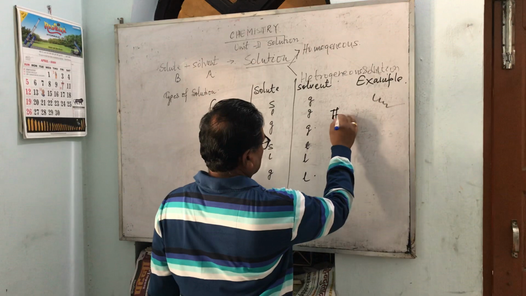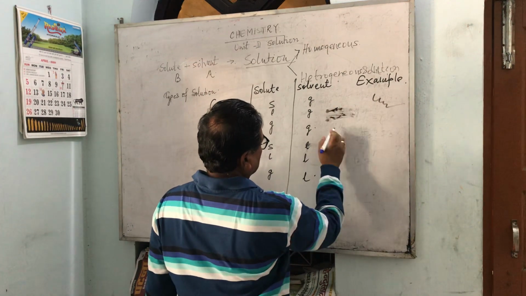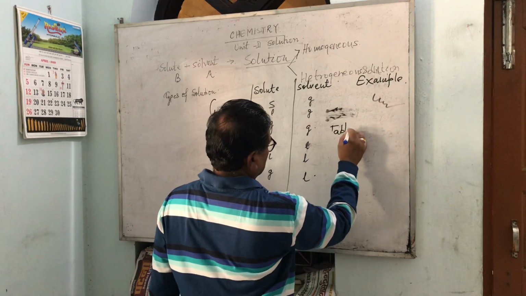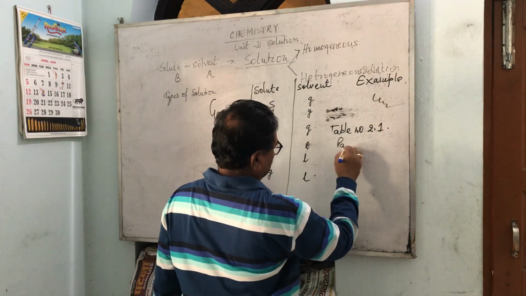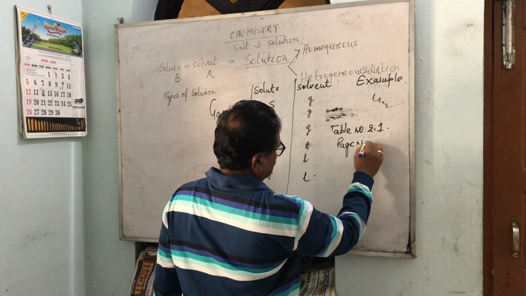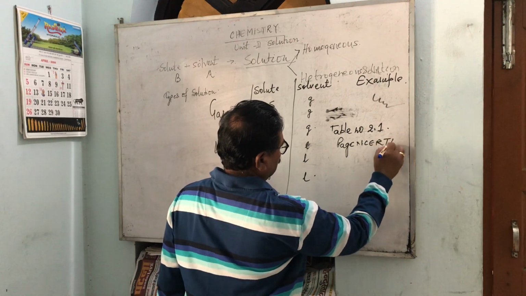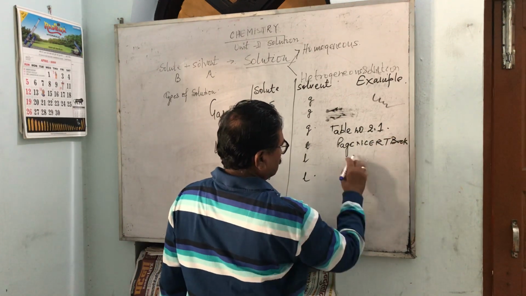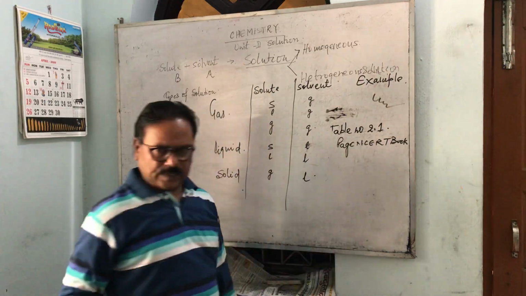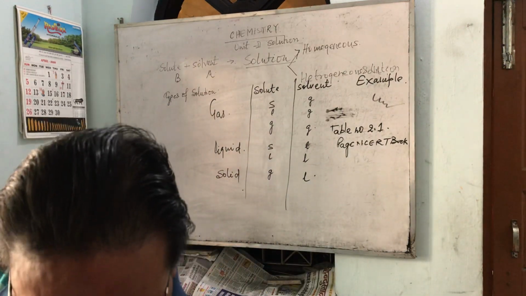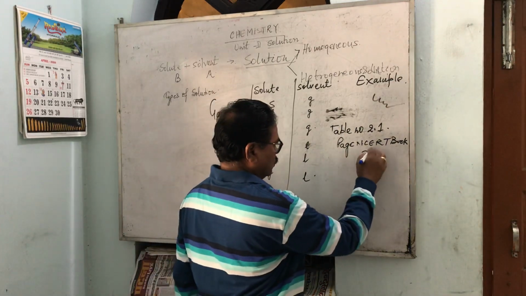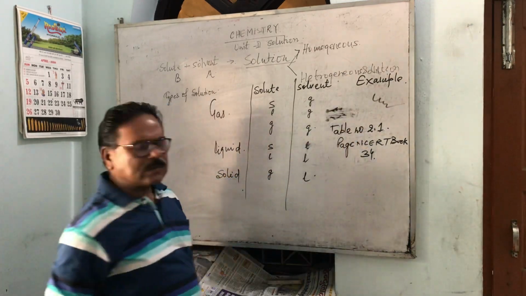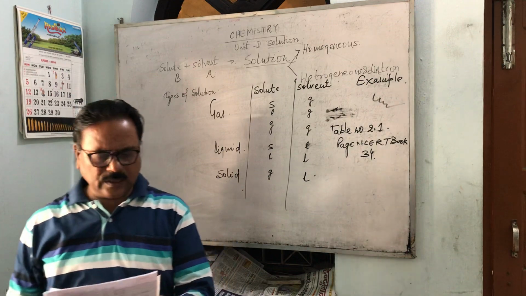Table 2.1, page 34 of the NCERT book, that we can note. We see many examples given in the table.